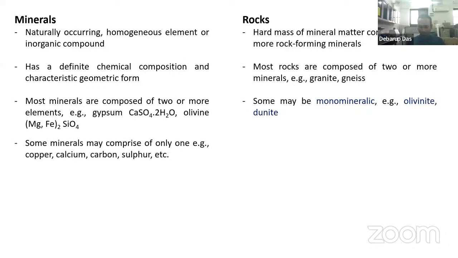Next comes minerals and rocks. Minerals are naturally occurring homogeneous elements or inorganic compounds with a definite chemical composition and characteristic geometric form. Most minerals are composed of two or more elements, for example, gypsum, olivine. Some minerals may comprise only one element, for example, copper, carbon, sulfur, maybe gold. Rocks are hard masses of mineral matter comprising two or more rock-forming minerals. Most rocks are composed of two or more minerals, for example, granite, gneiss. Some are made up of one mineral, for example, olivinite, dunite.